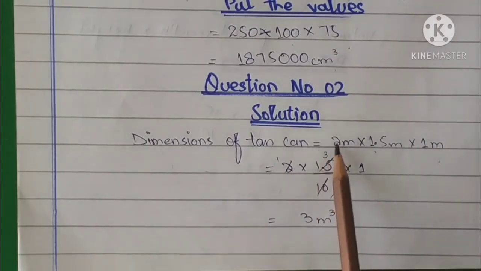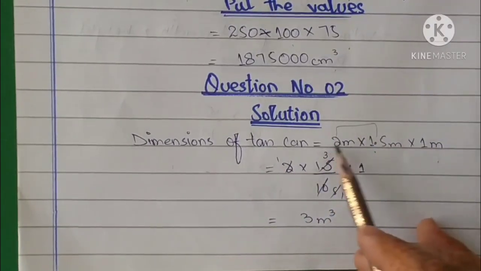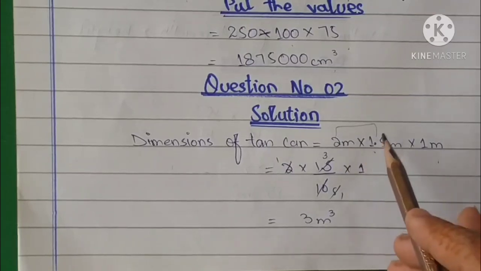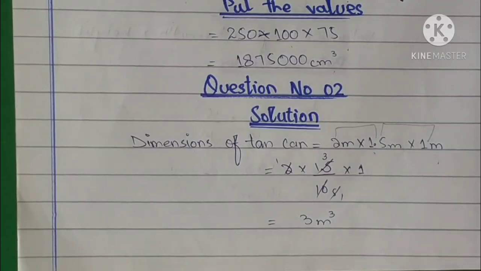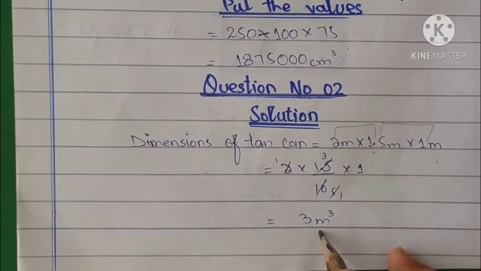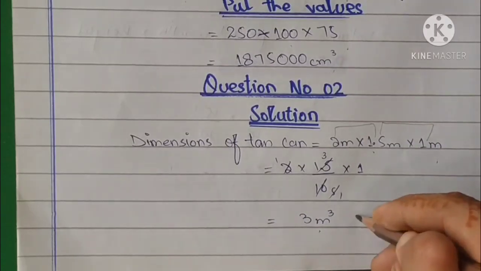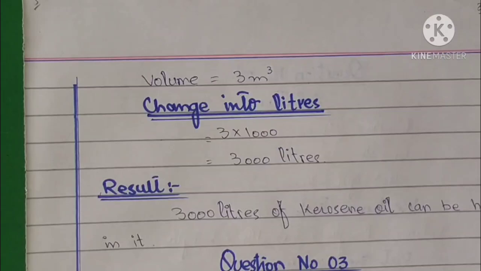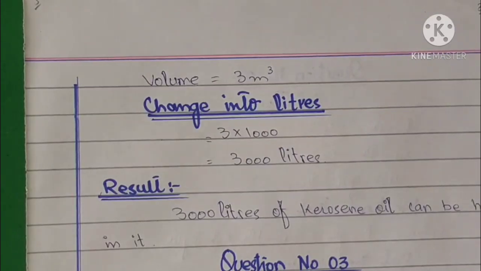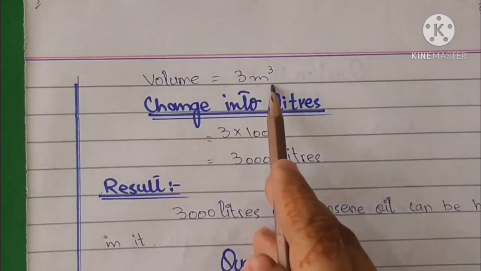Now dear students, we will multiply these values. 2 multiplied by 1.5, then we will multiply the product of these values by 1. We will get 3 meter cube. This is the required volume of this tin. After multiplication and simplification, we will get volume is equals to 3 meter cube.